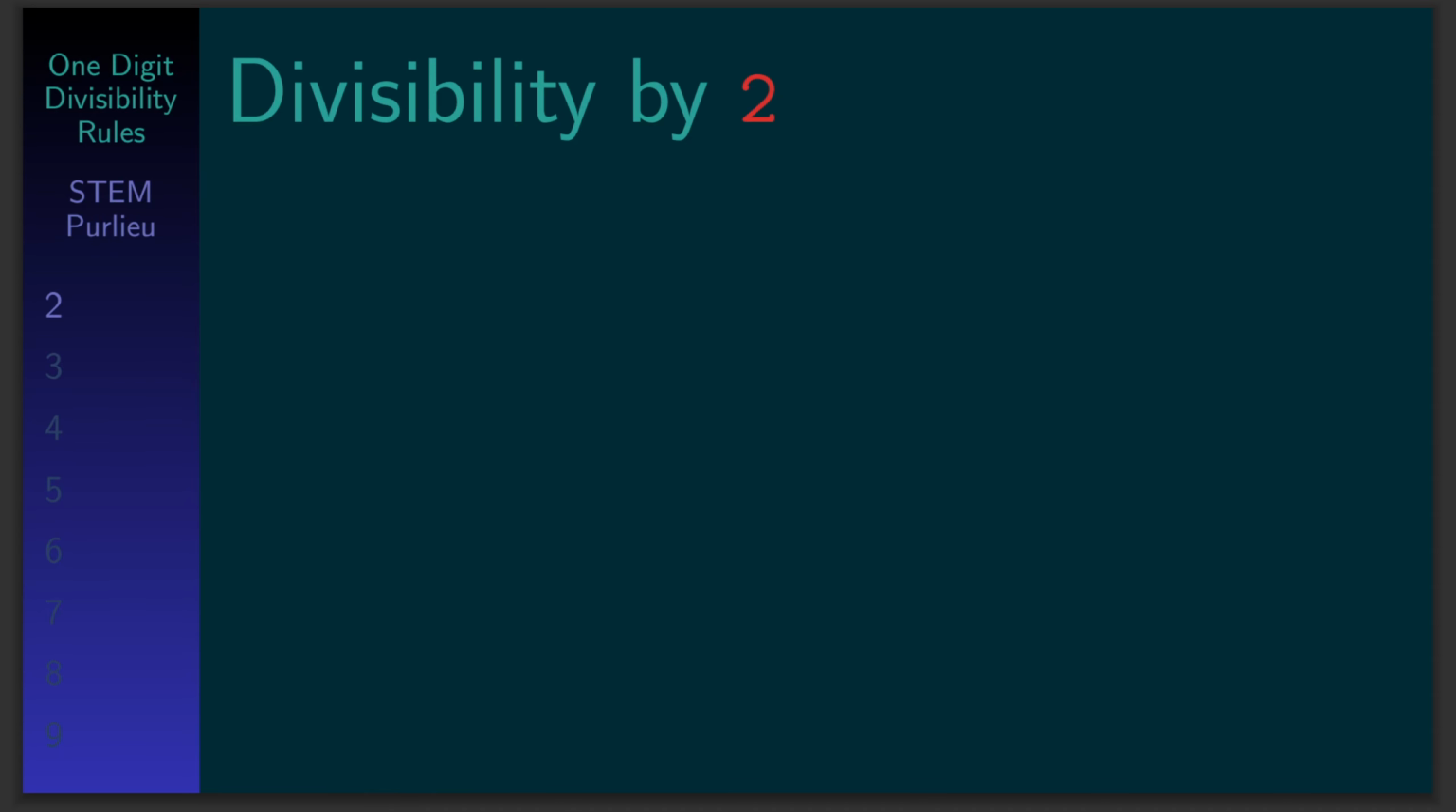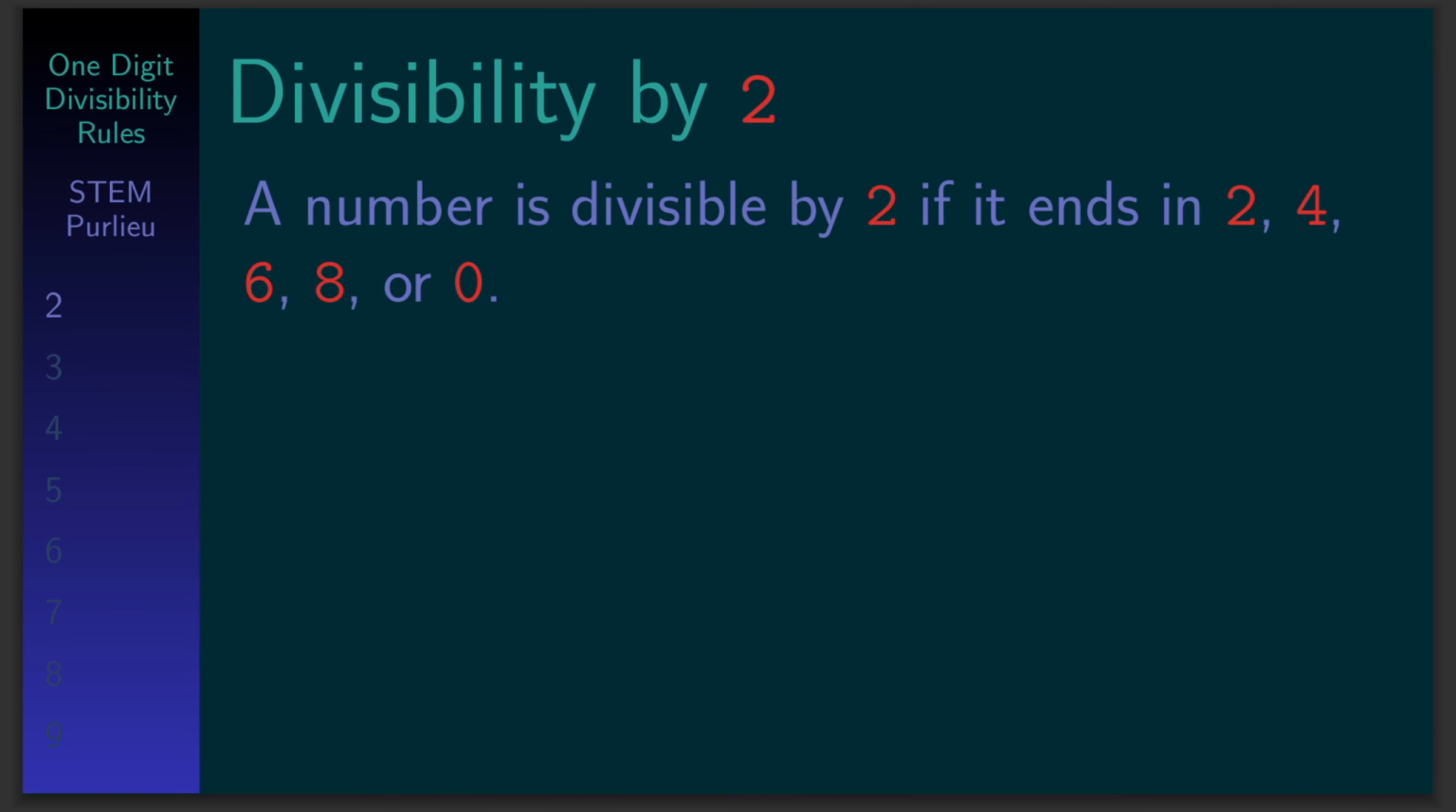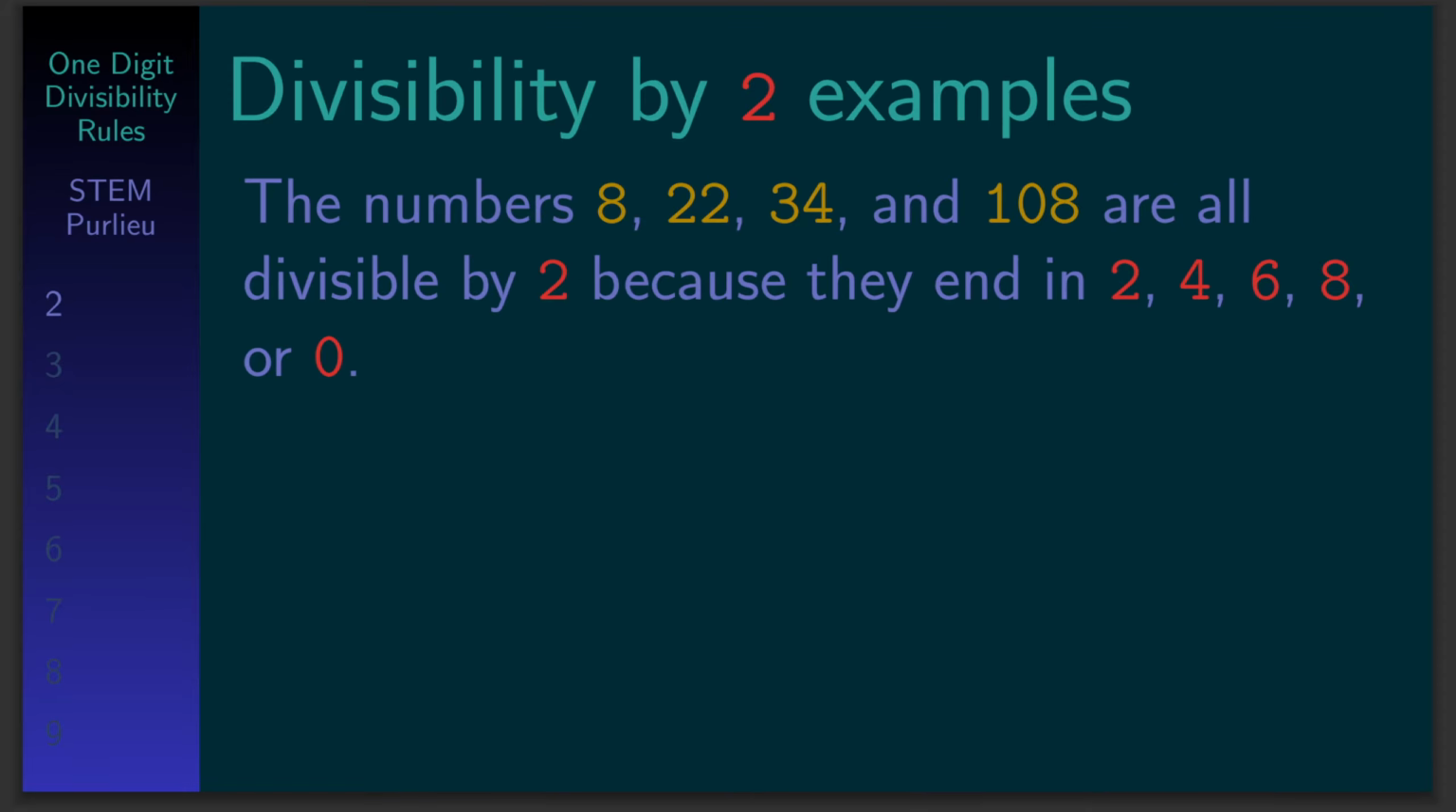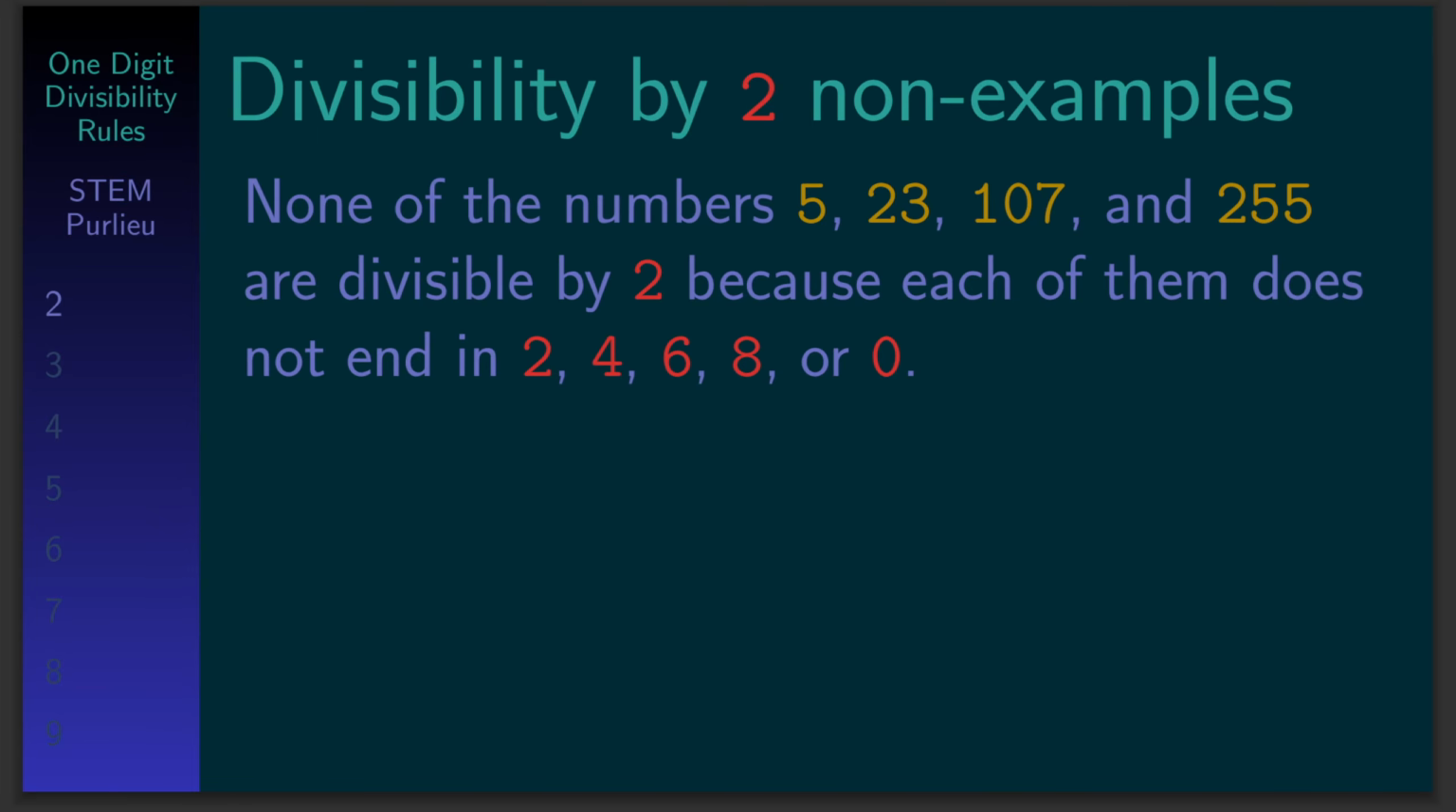Let's start with divisibility by 2. A number is divisible by 2 if it ends in 2, 4, 6, 8, or 0. The numbers 8, 22, 34, and 108 are all divisible by 2 because they all end in 2, 4, 6, 8, or 0. Note we only count the digits all the way on the right for this divisibility rule. None of the numbers 5, 23, 107, and 255 are divisible by 2 because each of them does not end in 2, 4, 6, 8, or 0.